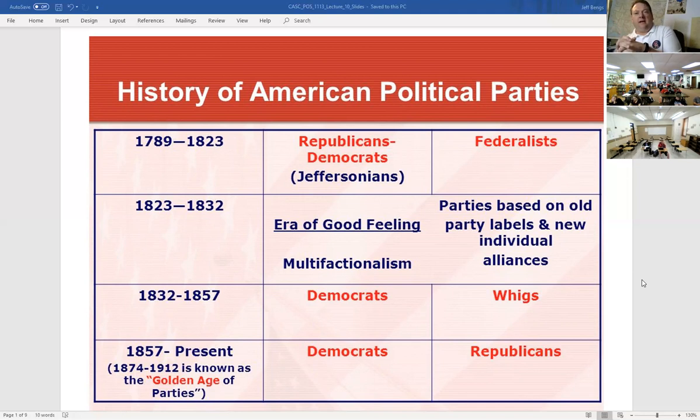Starting with the first administration of George Washington, you had a group called the Federalists, and we understand who they are from the Constitutional Convention. This group was led by Alexander Hamilton. And Hamilton was Washington's Secretary of Finance. And Hamilton wanted a strong economy tied to the federal government. He's the one who pushed for a national bank.